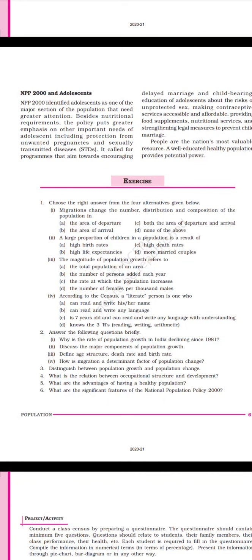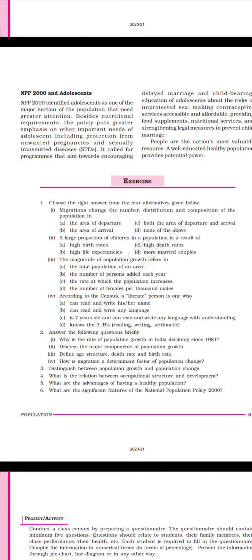delayed marriage and childbearing, education of adolescents about the risks of unprotected sex, making contraceptive services accessible and affordable, providing food supplements, nutritional services, and strengthening legal measures to prevent child marriage. People are the nation's most valuable resources. A well educated, healthy population provides potential power.